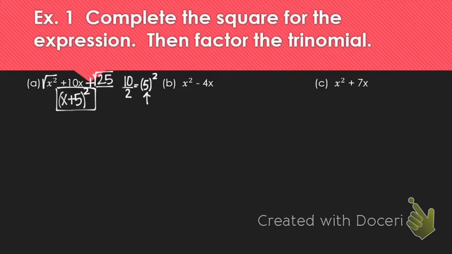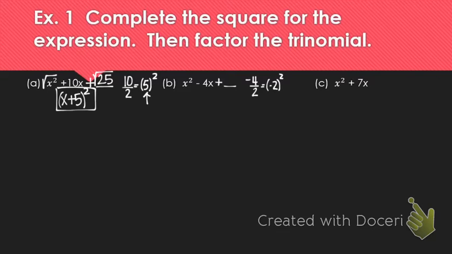Get letter B. Again, go ahead and add your plus and your blank. What is the B value this time? 4. Careful. It's a negative 4. We're going to divide it by 2, and that equals negative 2. Put that negative 2 in parentheses, and what do we do with it? We square it. All right, what is negative 2 squared?